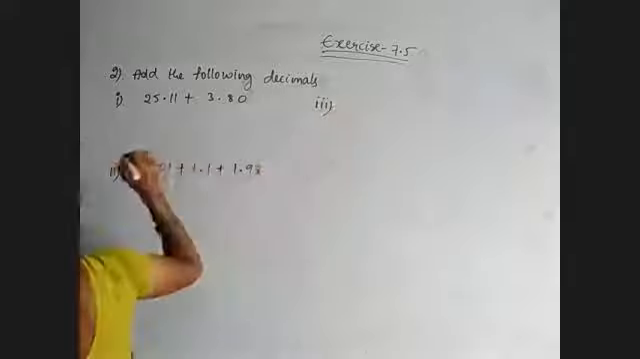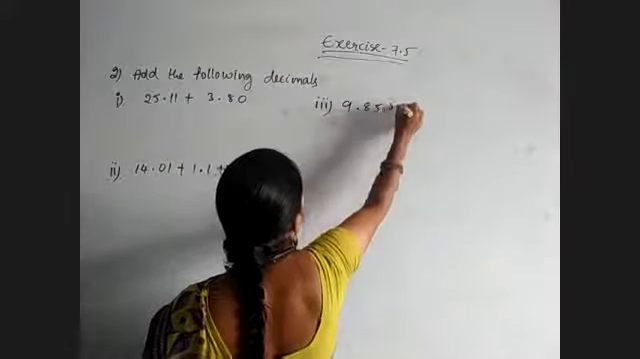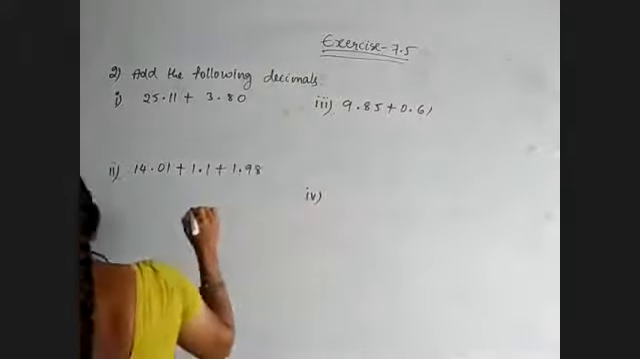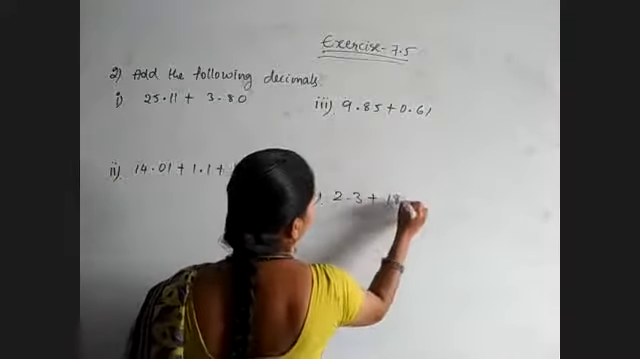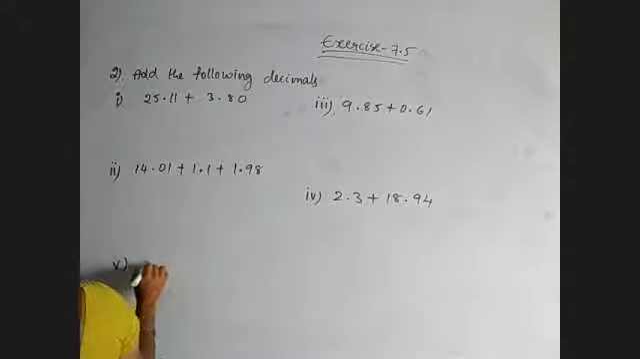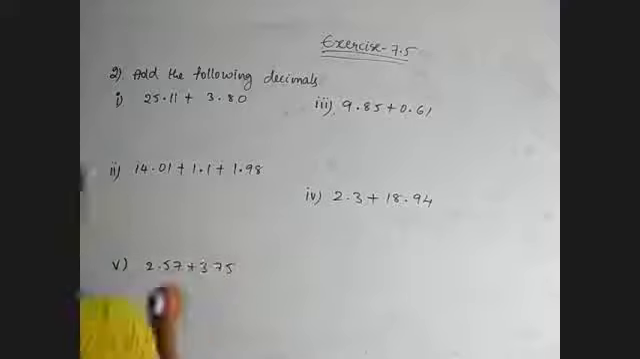Third problem is 9.85 plus 0.61. And fourth problem is 2.3 plus 18.94. And fifth question is 2.57 plus 3.75. 5 questions are given. So just observe, very simple. Till now we did the example problems also.